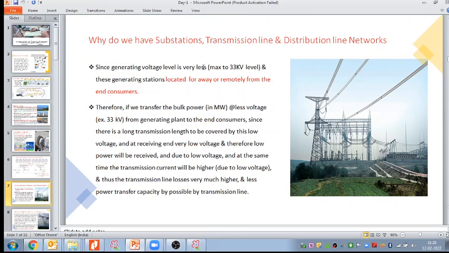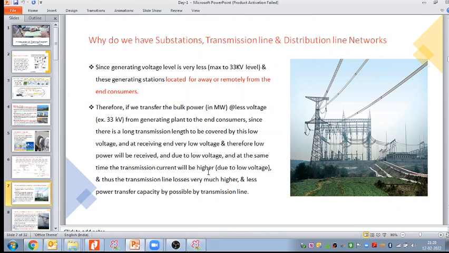Since the generating voltage is very low, 33 kilovolts max to max, and these generating stations are located far away or remotely from the end consumers, if we transfer bulk power in megawatts at low voltage, 33 kilovolts max to max, from the generating plant to the end consumer, there is a long transmission length to be covered. At the receiving end we will receive very low voltage due to the long length, therefore low power will be received.